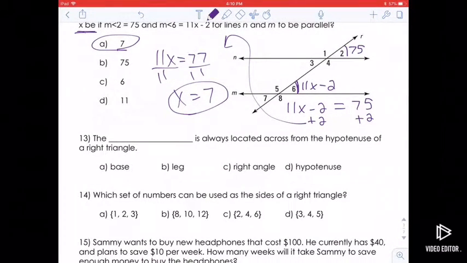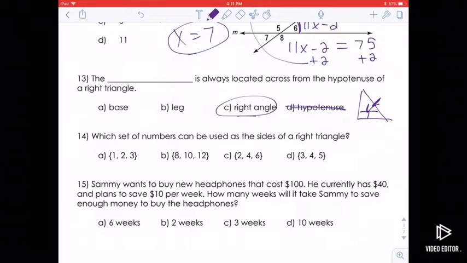The blank is always located across from the hypotenuse of a right triangle. Well, it doesn't make sense for it to be D, hypotenuse. If I did have a right triangle here, my hypotenuse is the longest side, and it's always directly across from the right angle.